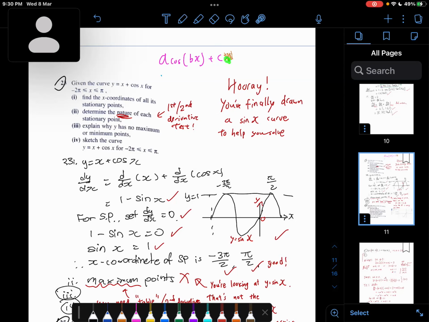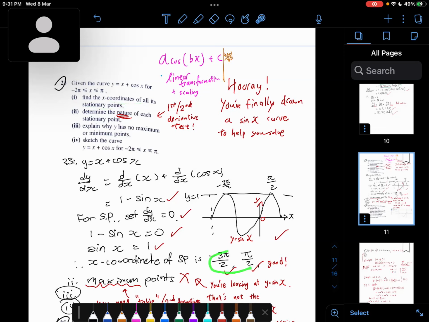If there's an extra x there, you need to use differentiation and a few more tricks to figure out how to draw the curve. This is what we call a linear transformation, up to this step only. Linear transformation plus scaling. Scaling the x via b. All right, so now in this case, part 1, find the x coordinates of all stationary points.